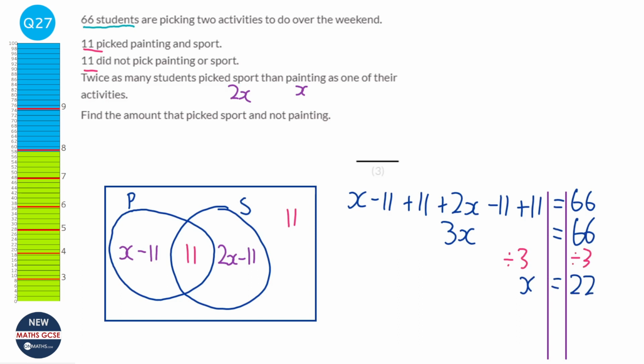So if we go back to our Venn diagram now, we can fill in the blanks. So instead of x minus 11 there, we've got 22 take away 11, which is just 11. Instead of 2x minus 11 there, we've got 22 times 2, which is 44, take away 11, which will be 33. So it says, find the amount that picked sport and not painting, which is this 33 here.